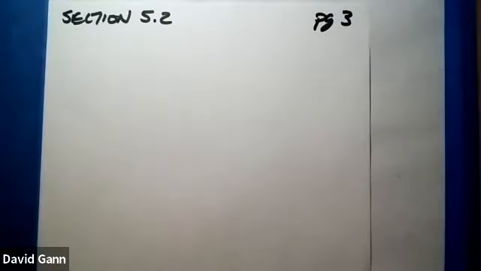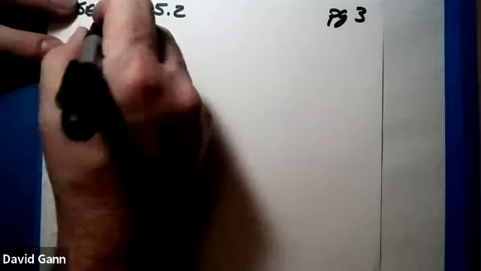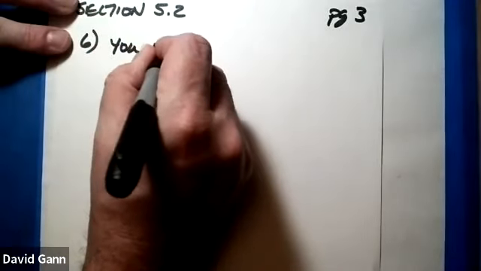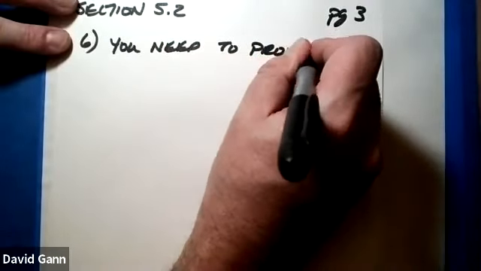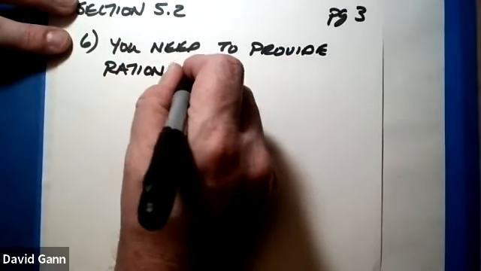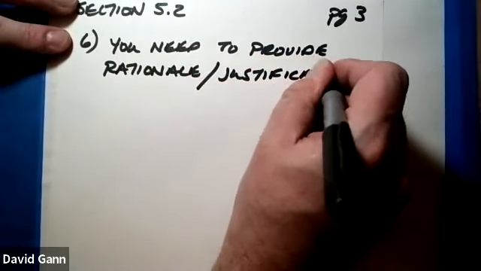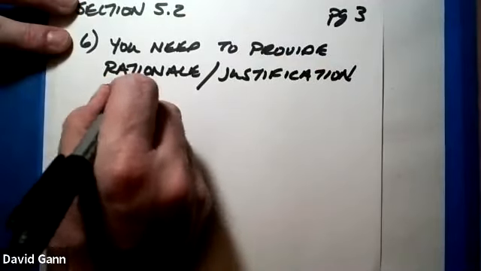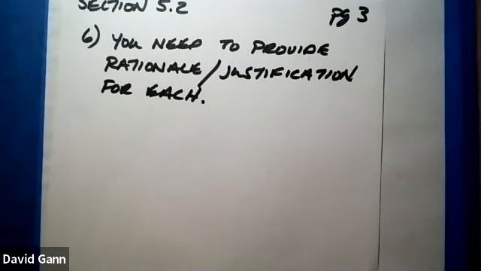Okay, so that was the 5th suggestion. 6. This is really more of a statement of what the expectation is in terms of a good proof. You need to provide a rationale or justification for each step, okay? And that's where a lot of students just don't do this.